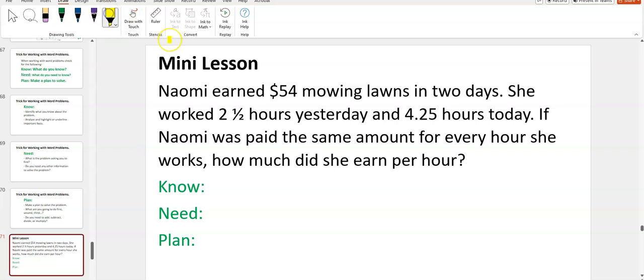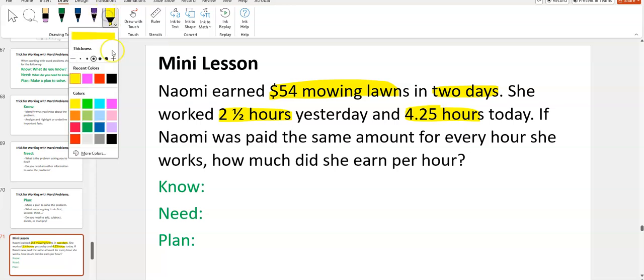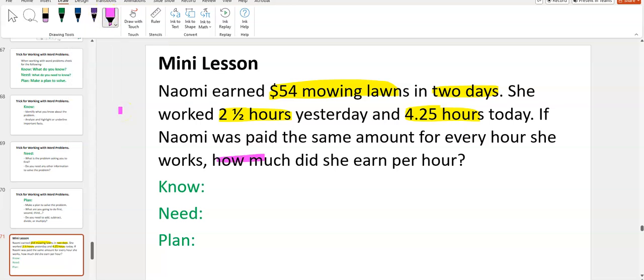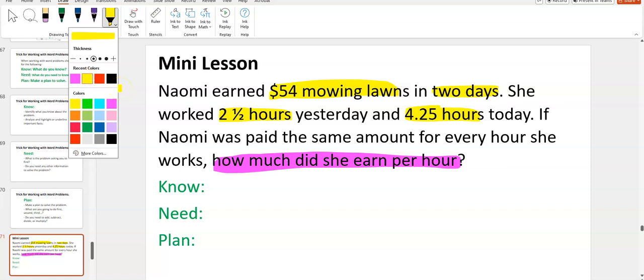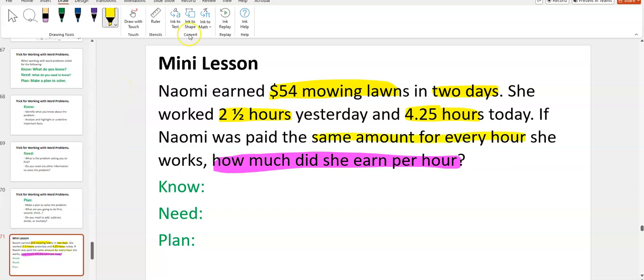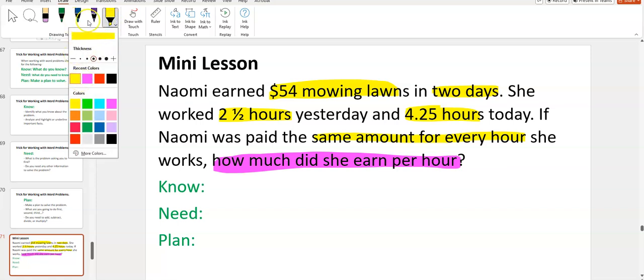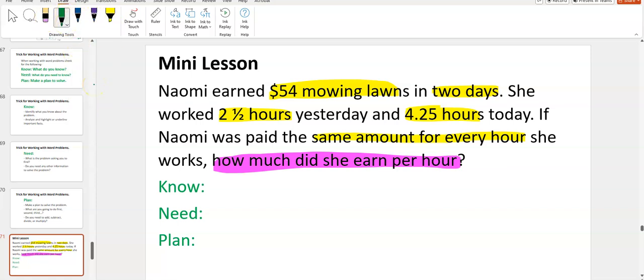All right, what do we know? We know that she earns $54 total in 2 days. We know that she worked 2.5 hours yesterday and 4.25 hours today. We need to know how much she earned per hour. I guess you could say we also know that she's paid the same amount for every hour, so we know it's going to be an even split. So let's come up with our plan.